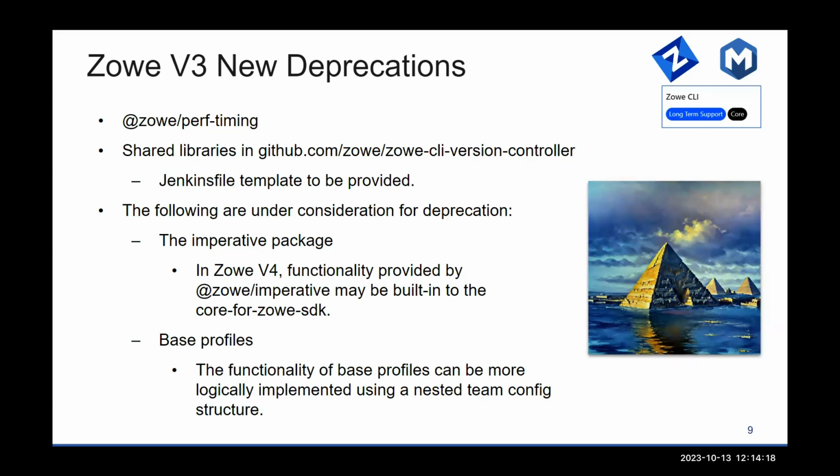Now, the following items are under consideration for deprecation. These are still an open debate. But number one is the imperative package. So in preparation for V3, we've been moving imperative, the source repository for imperative, into the Zowe CLI repository. However, we've been planning to keep imperative as a separate package on NPM. And what we've done thus far should have no impact on extenders.